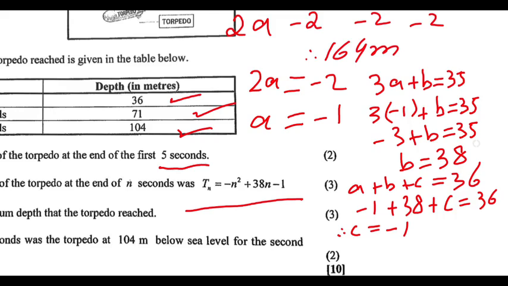So therefore Tn is going to be equal to a, we have negative 1, so it's going to be negative n squared, b we got 38n, and c we got negative 1. So this is what we proved. This is my final answer.